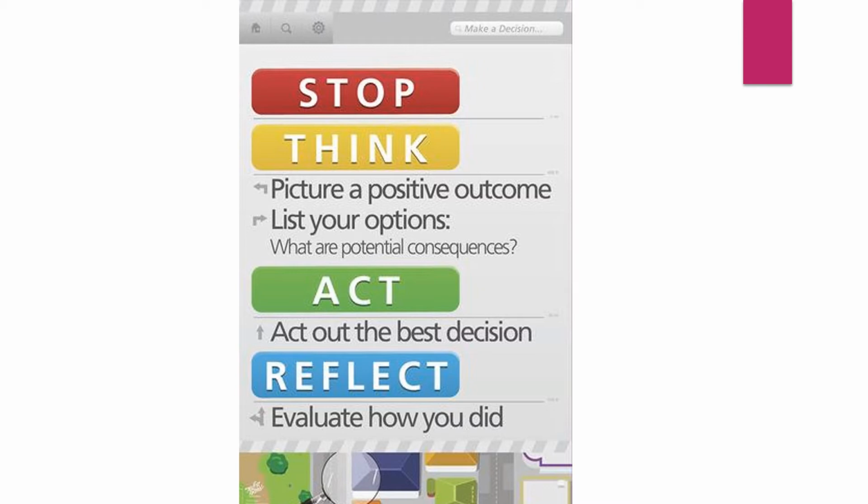Once you've made your decision and acted out the best plan, the final step is to reflect. Some things that you need to think about are, did you make the right decision? Okay, did the decision turn out the way you wanted it to, or the way you had planned it? Or do you need to do something different the next time? Okay, so that's why it's important to sit and reflect after the decision to make sure that you don't need to do something differently the next time.